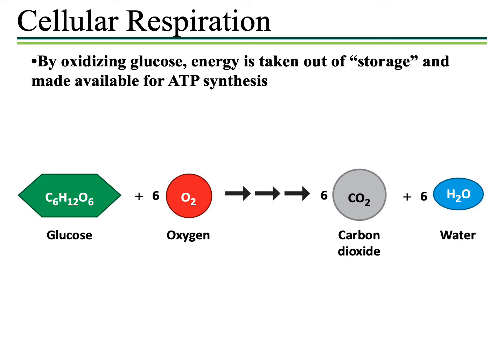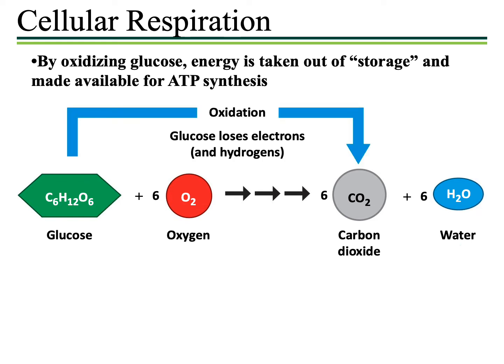So again, what you see in the center of this slide is a summary equation where glucose plus oxygen in a series of steps will lead to the production of carbon dioxide and water. And what is not on this figure is the production of ATP, which again is probably the most important point behind cellular respiration.